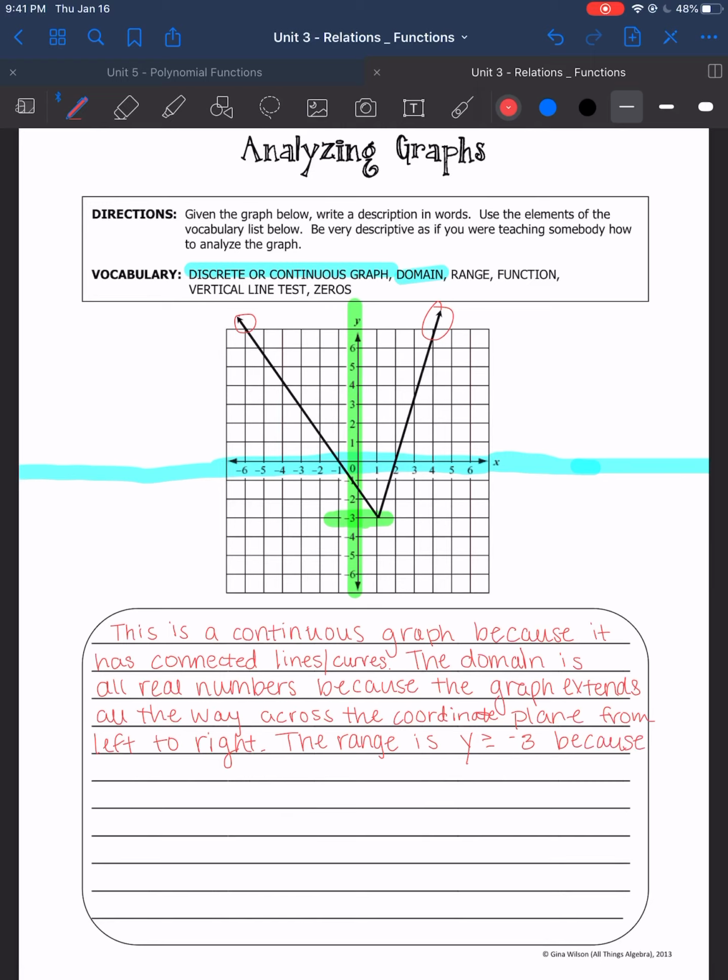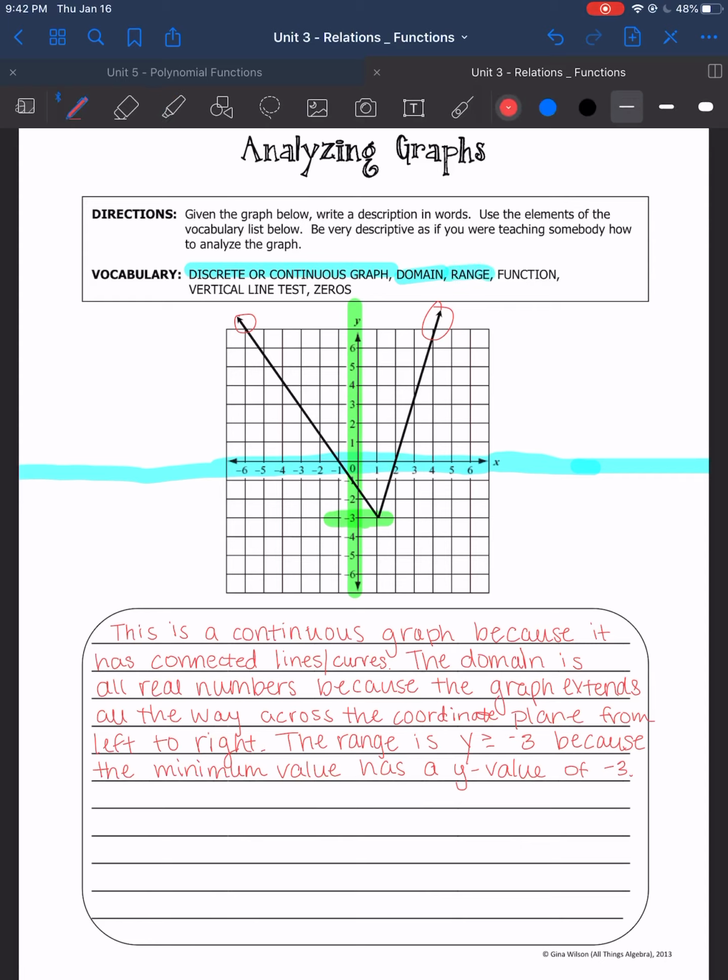the minimum value, which means the lowest point on the graph, has a y value of -3. If the minimum value was -4, then our range would be y is greater than or equal to -4, but in this case it's -3. All right, so we've done range.